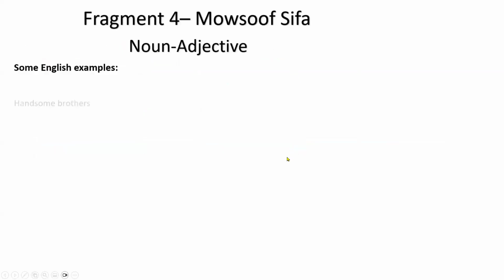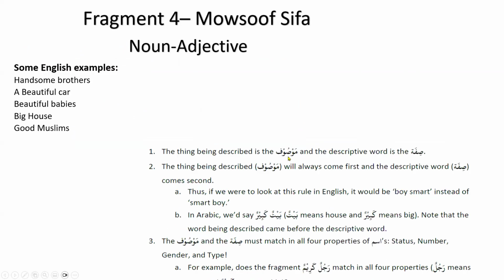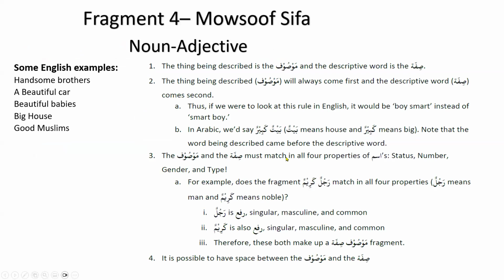Then we talked about Mausuf Sifa. Mausuf Sifa is actually just two words that come side by side, a noun and an adjective, and one word describes the other word. Okay, so the first word is the Mausuf, and the second word is the Sifa. So the first word is the noun and then the Sifa. And how do we determine this? If all four properties, status, number, gender, and type, match with the next word, all four properties, then it is a Mausuf and Sifa.